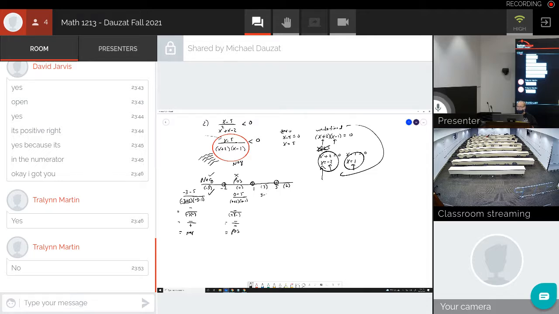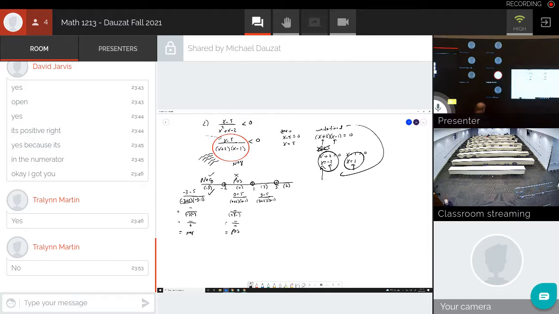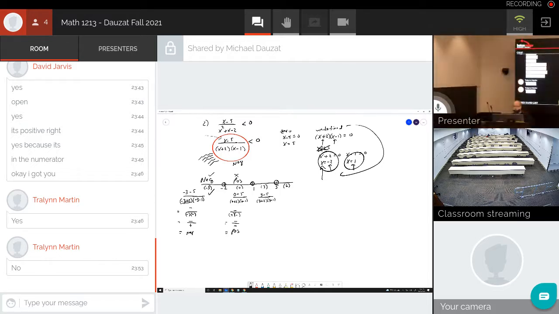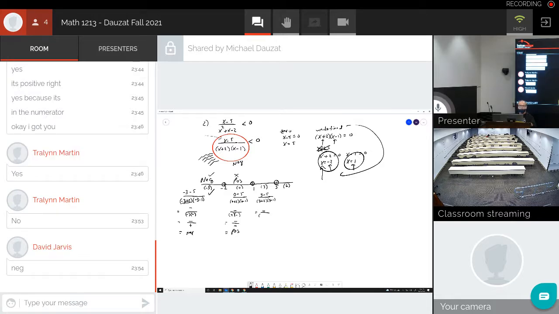3 minus 5 divided by 3 plus 2 times 3 minus 1. So wherever I saw the variable x, I substituted 3. What kind of number is 3 minus 5? Negative 2. It's negative. 3 plus 2 is what kind of number? Positive. 3 minus 1 is what kind of number? What's the sign? Positive. Okay? So the numerator is negative.